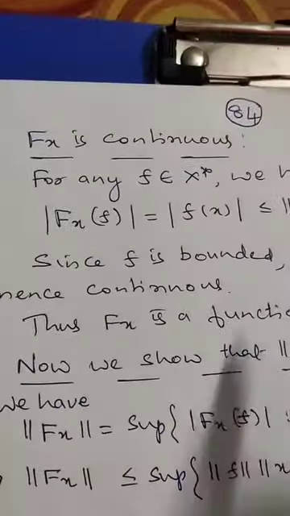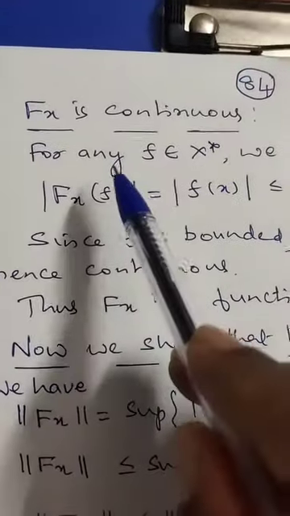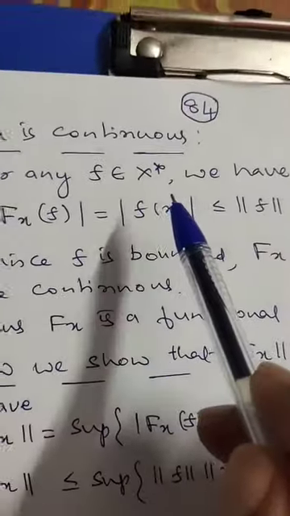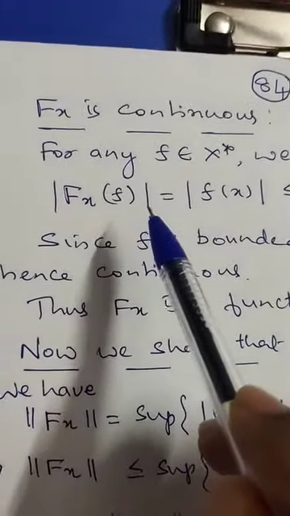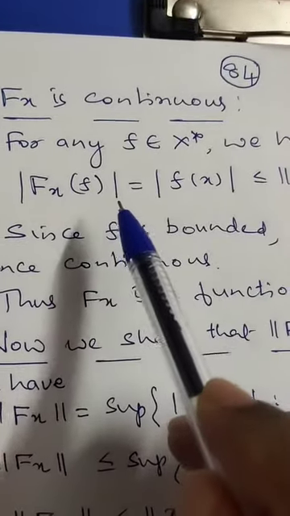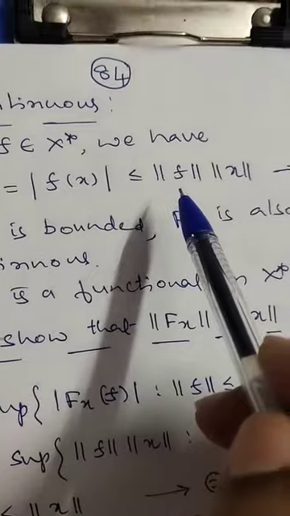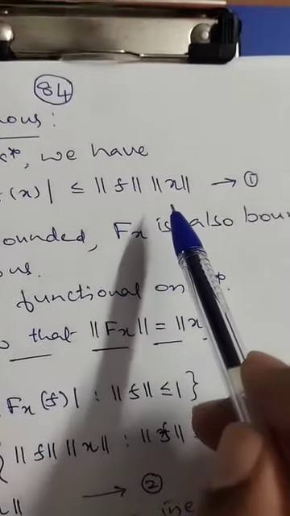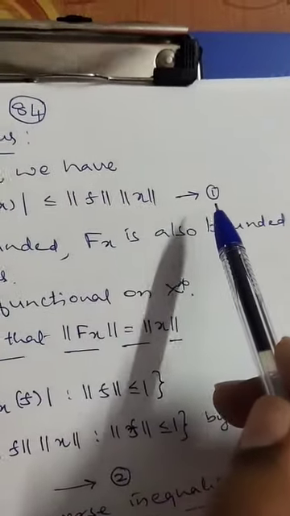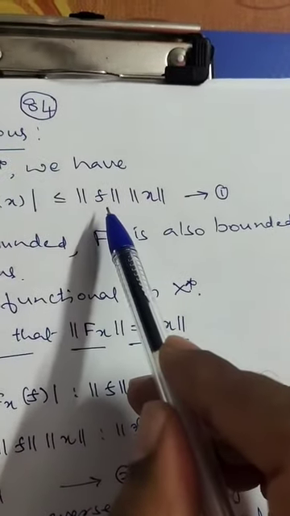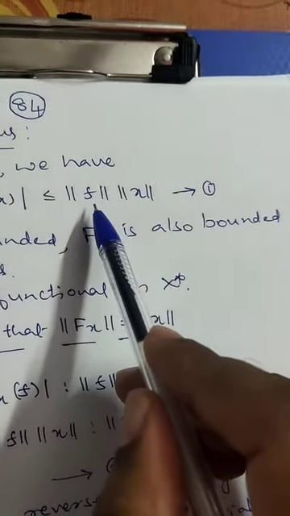Now fx is continuous. For any f belonging to X star, we have modulus of fx of f. By definition, this is modulus of f of x, but f of x, you know, is less than or equal to norm of f into norm of x, that we have proved already. So call this number 1. Now f is bounded because it is a linear functional, so this is bounded.